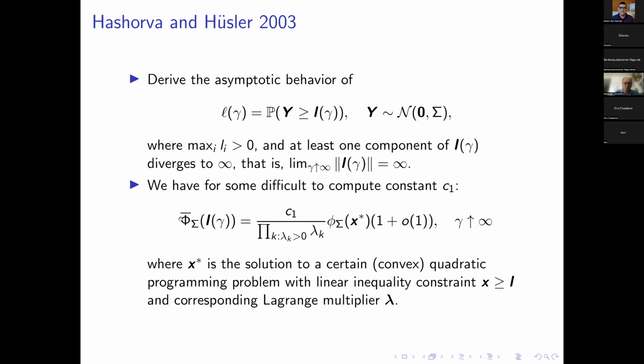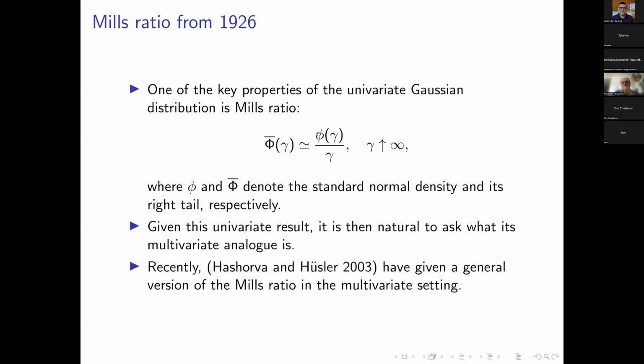So the multivariate Gaussian tail is asymptotically similar to the multivariate Gaussian density divided by some constants here. Now these things are determined by the active constraints of a quadratic programming problem. So I'm not going to go into the details of that, but the point is that the multivariate formula is very similar in structure to the univariate formula.